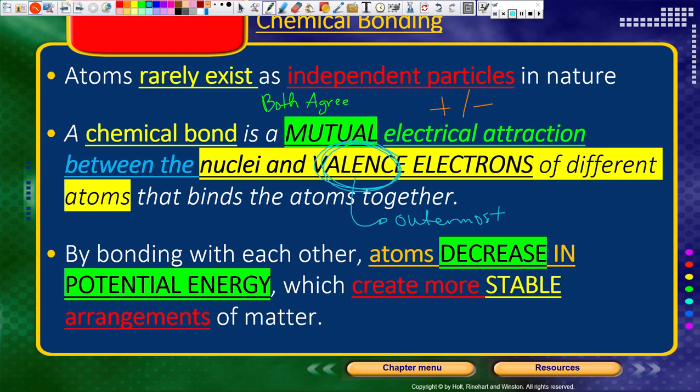Okay. Now, bullet 3 is also a test question. I'm going to read it. I'm going to give it to you in science terms, and then I'm going to give you kind of a real-world relationship. I try to give it to you in science, real world, and then bridge the gap. So here's the science. By bonding with each other, atoms, know this, decrease their potential energy to become more stable. That's the science. When they bond, they decrease their potential energy.